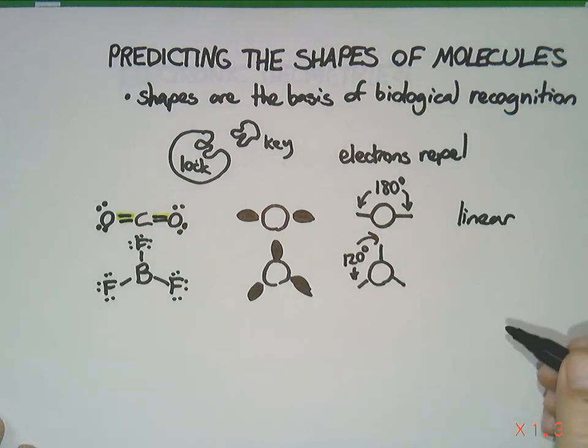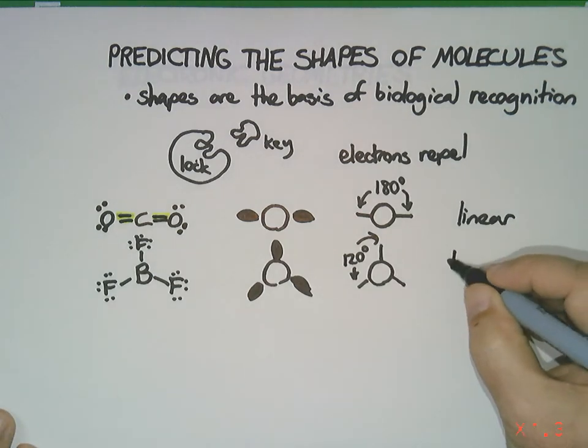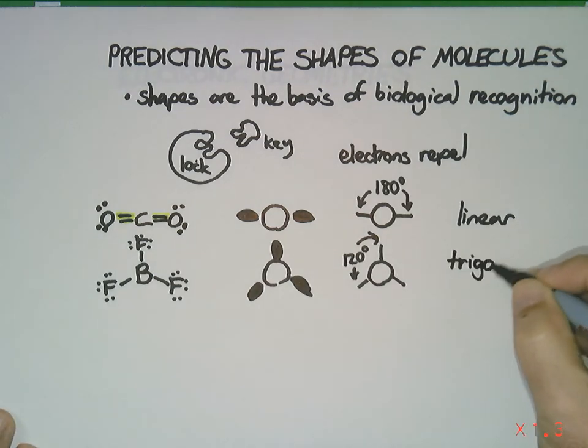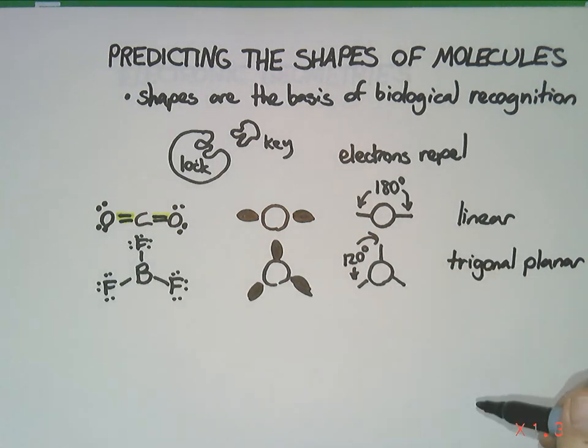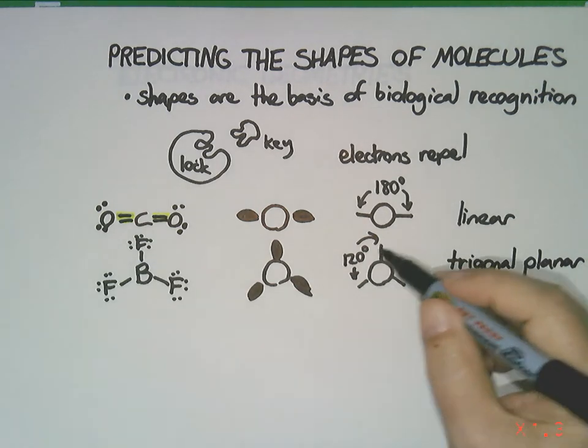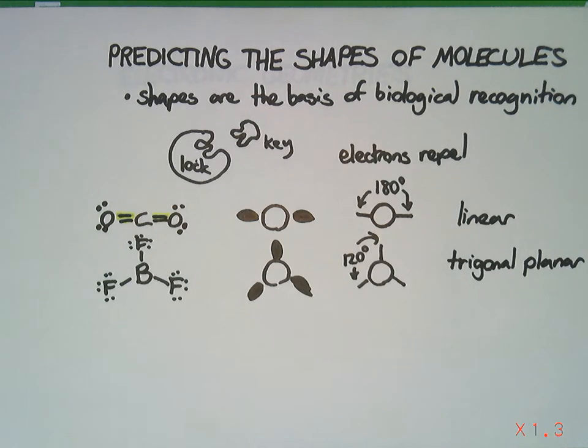This shape has a name. It's called trigonal planar. And it's called trigonal because of the three arms on there, and it's called planar because the arms and the central atom are all in the same plane.